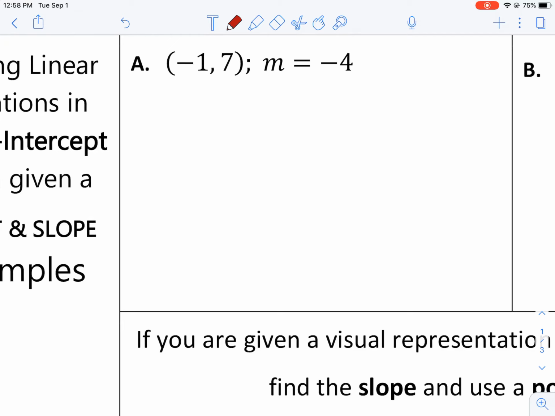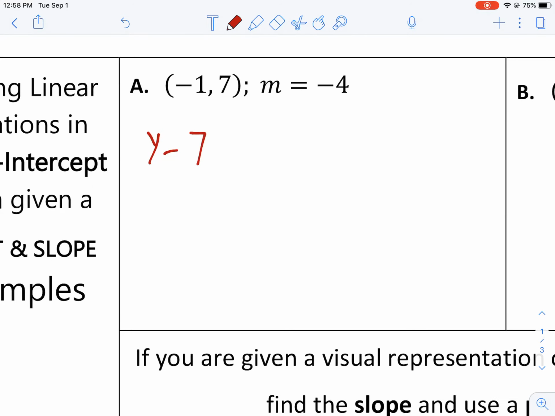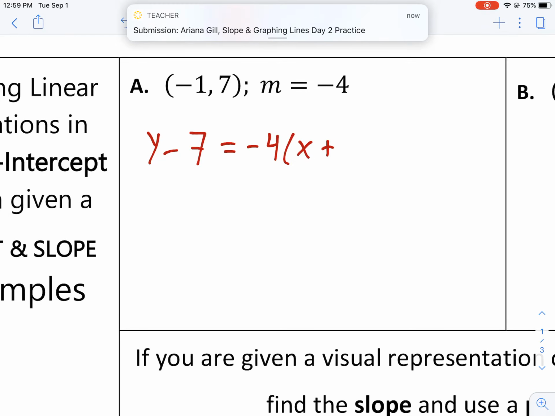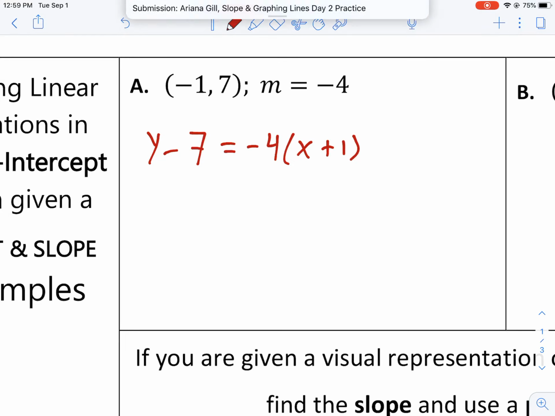So if you want to look at what we got from yesterday, you can. In point-slope form, this is y minus 7 equals negative 4 times (x plus 1), okay? And we're actually going to turn this into slope-intercept form. So kind of the same way earlier this week we turned standard form into slope-intercept form. That's what we're going to do here.